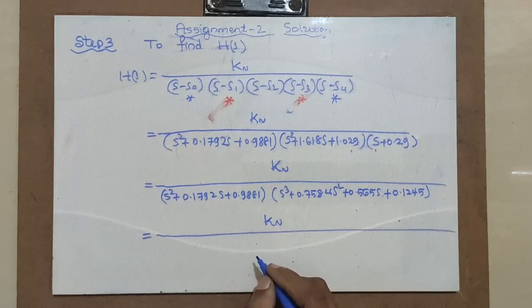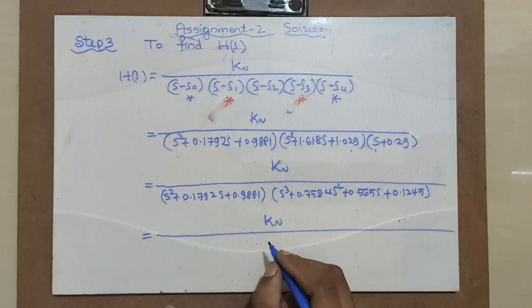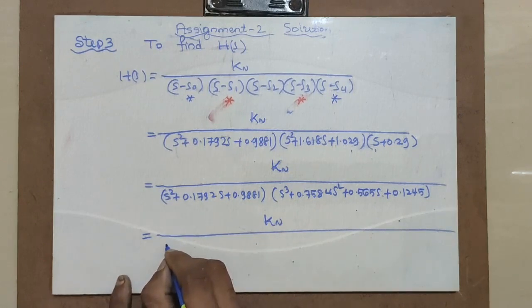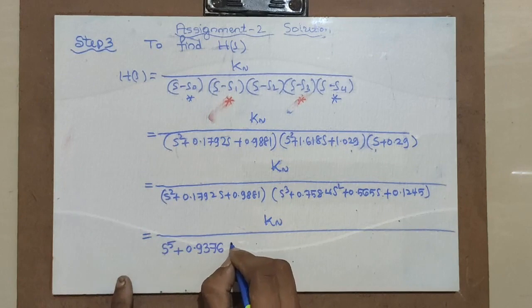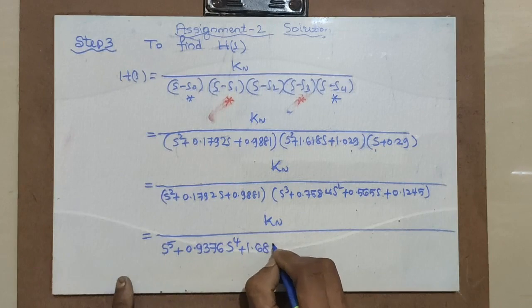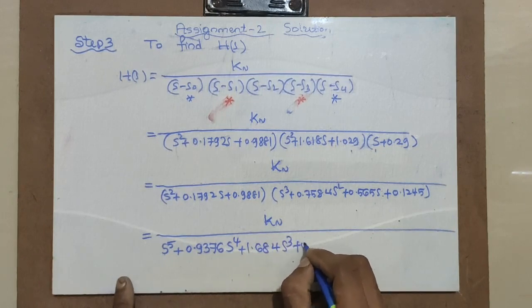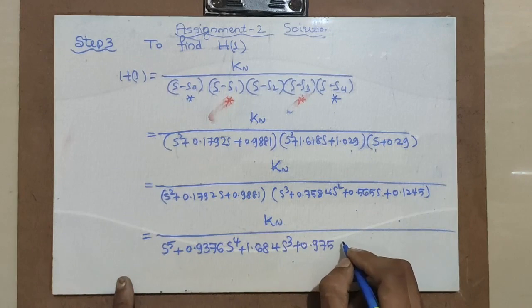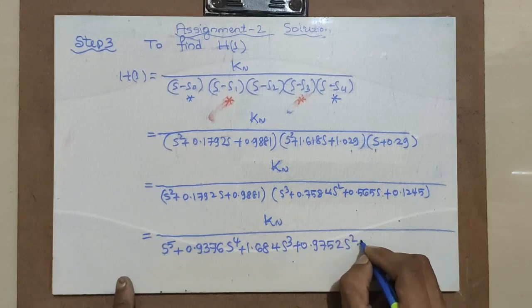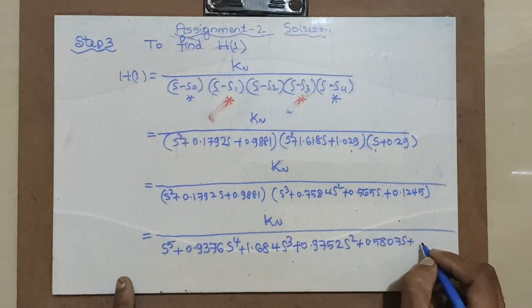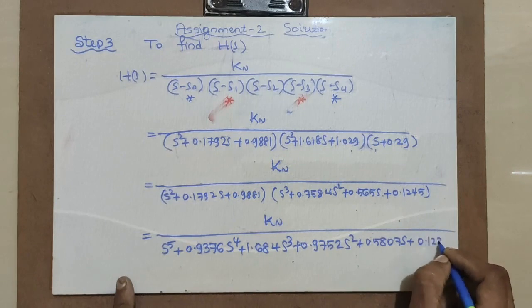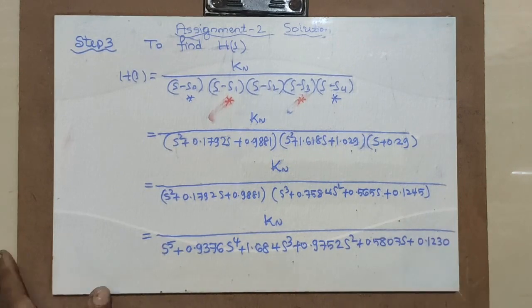Then you can see that I got the answer as s raised to 5 plus 0.9376 s raised to 4 plus 1.684 s cube plus 0.9752 s square plus 0.5807 s plus 1.1230. Now finally the Kn value.